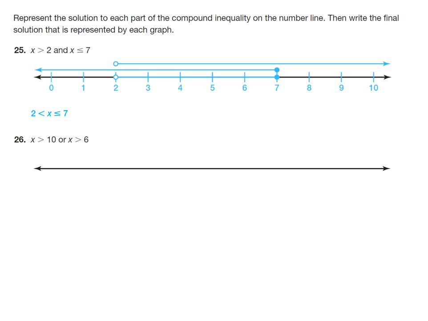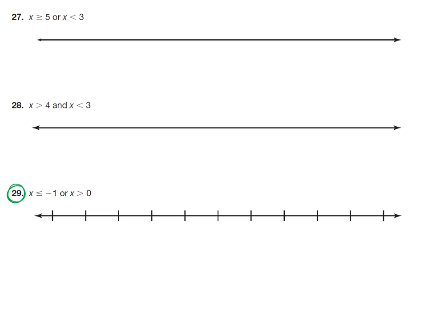Then write the final solution that is represented by each graph. So we're going to do two inequalities, and we're going to make them float above like they are, and then we're going to write one that represents the combination of those two with the word "and" or "or".